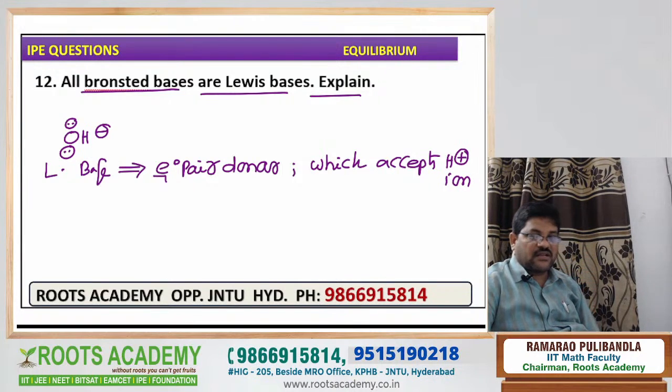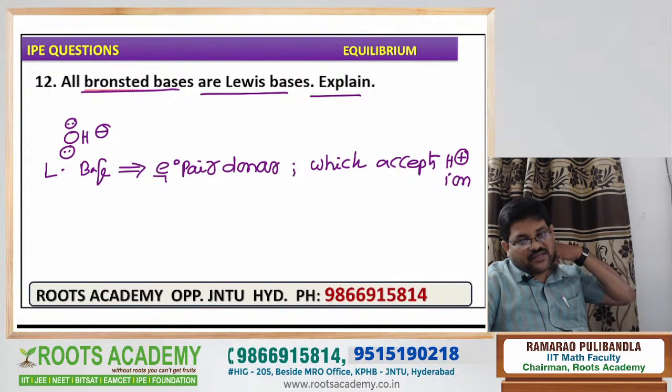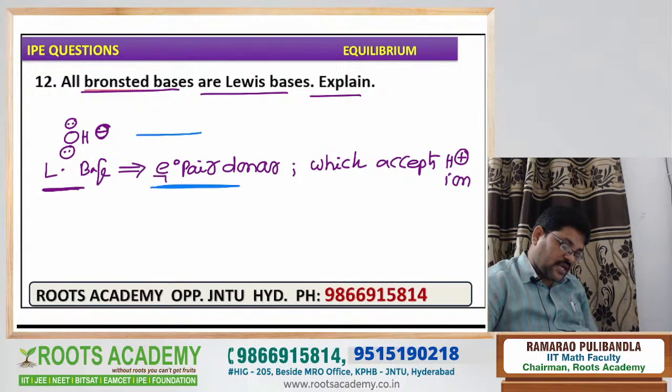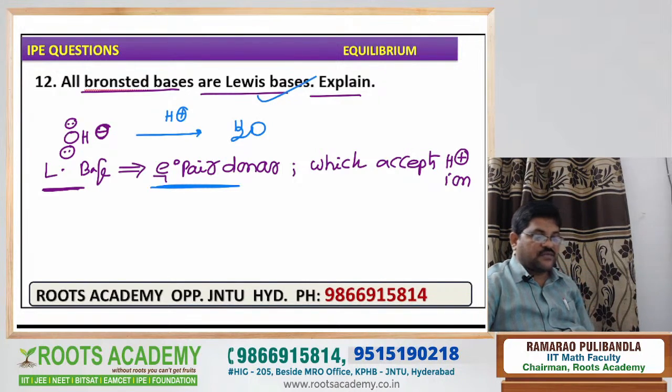No, Kirtana, that is not correct. BF3 is a Lewis acid, but I am asking about a Lewis base. So OH minus is a Lewis base. Why? Because O has a lone pair with negative charge, and negative charge equals electrons. That's why it is an electron pair donor and accepts H plus. That's why this OH minus ion accepts the H plus ion and forms H2O. That's why all Lewis bases are Bronsted bases.